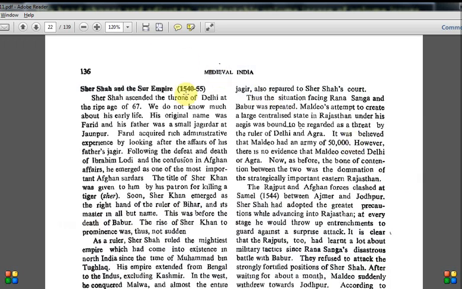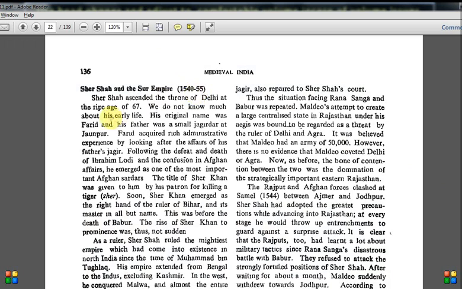The timeline, if you see, is 1540 to 55. This is the gap where Humayun was roaming around in the western side of India, like the Sindh regions, and then he took shelter in the Safavid Empire, the Iranian Empire. During that time Sher Shah set up this Sur Empire, for which he ruled not the full 15 years, only about 5 years, and in 1545 he will die.